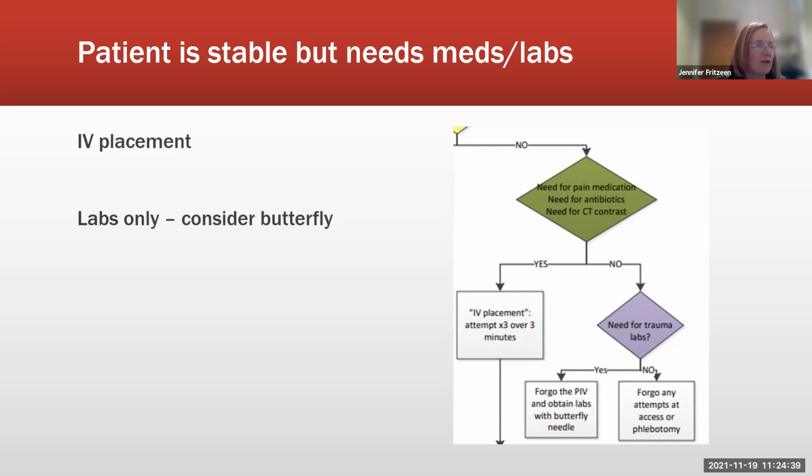And then maybe they don't need any meds. They don't need antibiotics. We're managing with oral pain meds. They don't need contrast for CT. We're not going down to MRI. Maybe we just need labs. And for those patients, we can forego that IV attempt and just go straight to phlebotomy. And so this is something we have been working on in the trauma department over the last year as we're really trying to become more efficient in our ICU patients.